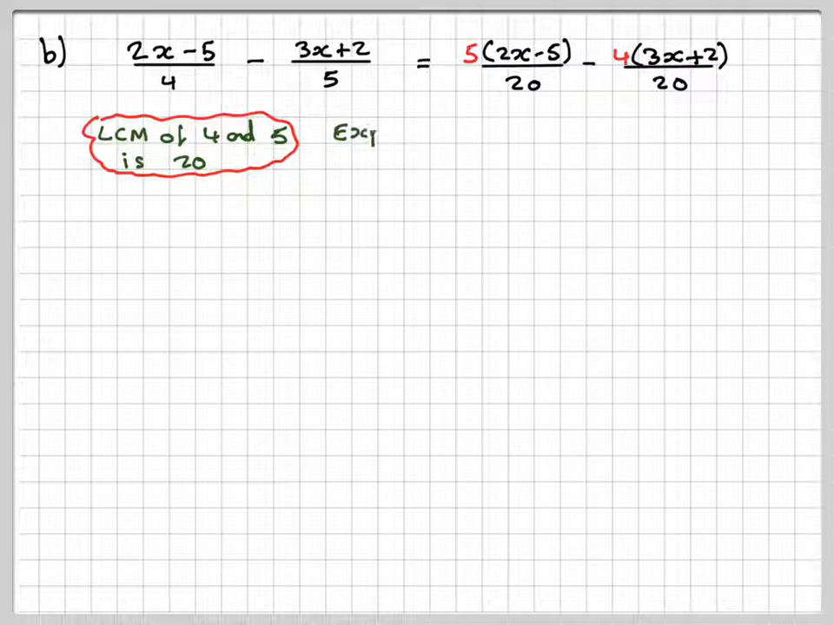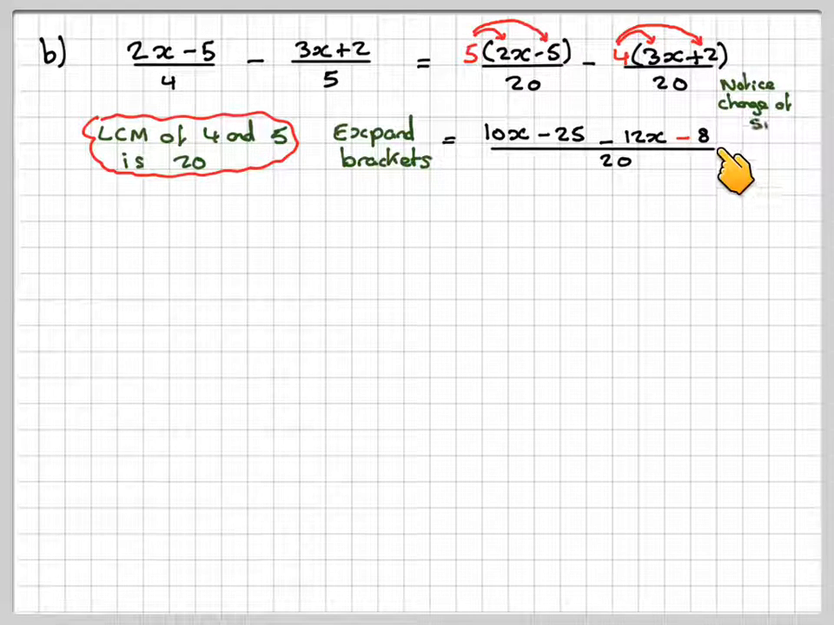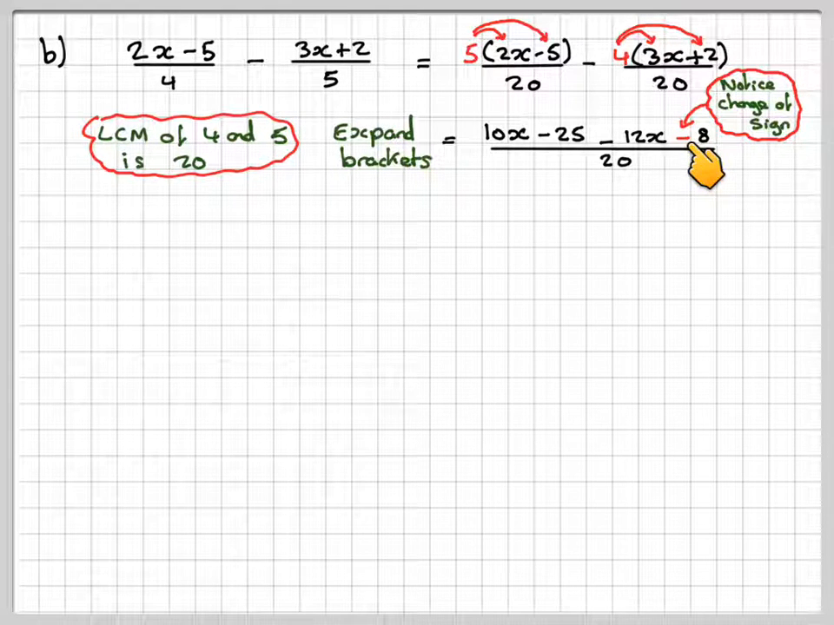The next step is to obviously expand the brackets. So expanding the brackets, we're going to get 5 times 2x, which is 10x, 5 times minus 5, which is minus 25. Now we have to be a bit careful because we've got a minus sign here. So minus 4 times 3x gives me minus 12x, and then minus 4 times plus 2 is going to give me minus 8. So notice the change of sign here. Right, so 10x minus 12x gives me minus 2x, and then minus 25 minus 8 gives me minus 33. Now that's all over 20 still.